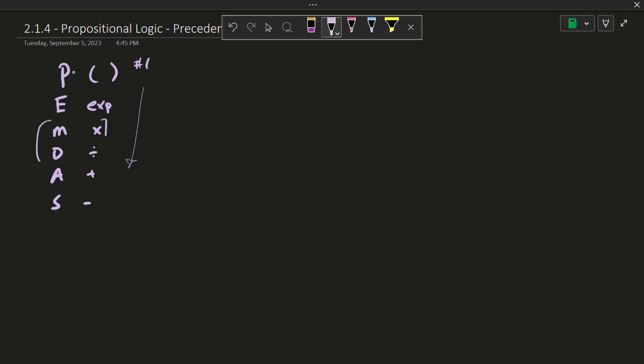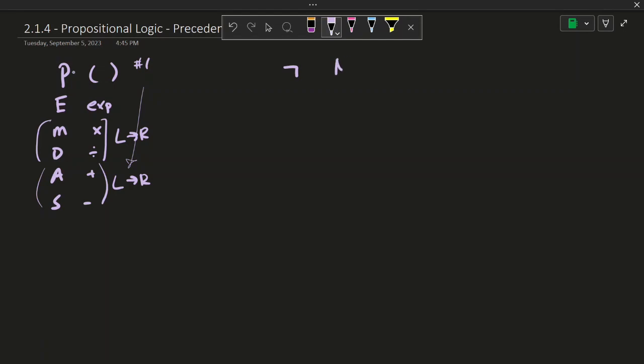Multiplication and division are on the same hierarchy, and so the only way to distinguish between those is left to right. And same with addition and subtraction, those are in the same hierarchy and go left to right. So the logical operators have a similar sort of priority queue. I'll list them out here.